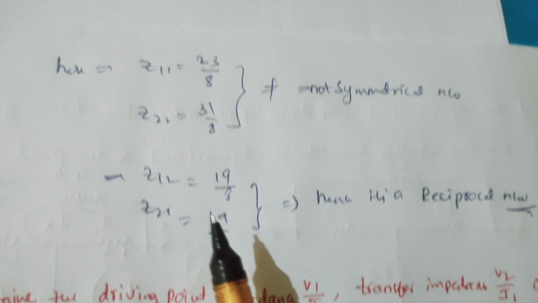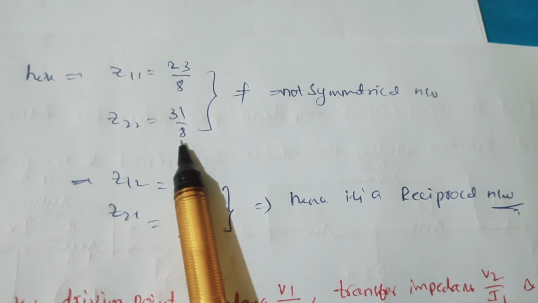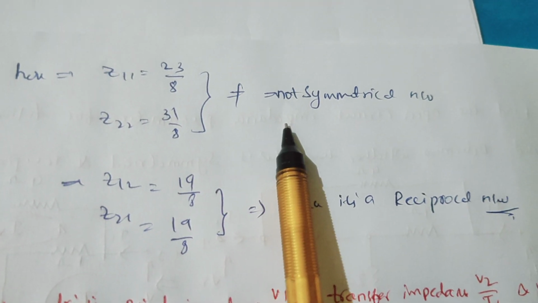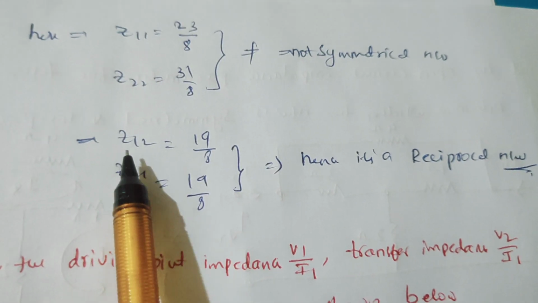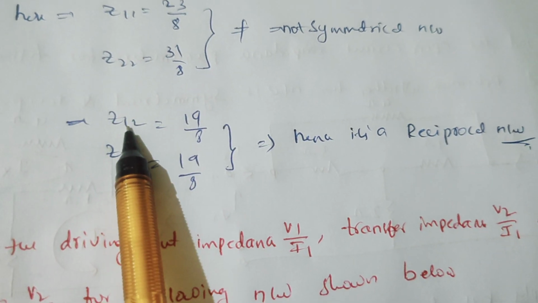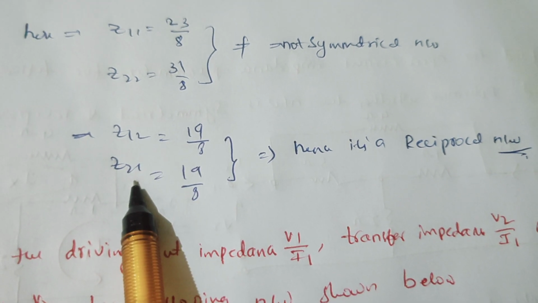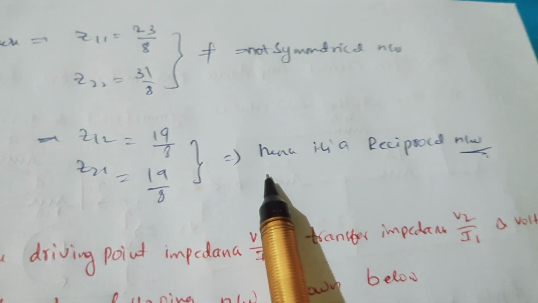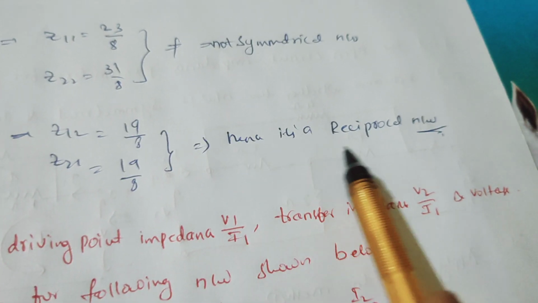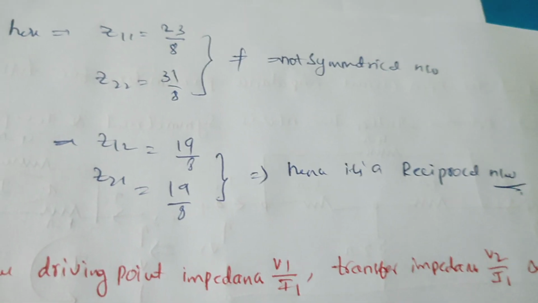So Z11 is equal to 23 by 8, Z22 is 31 by 8. Both are not equal, so the given system is not a symmetrical network, it is an asymmetrical network. And to check the condition for reciprocal, simply take the Z12 value and Z21 value, 19 by 8. It is also 19 by 8. Both are the same, hence the given network is a reciprocal network.